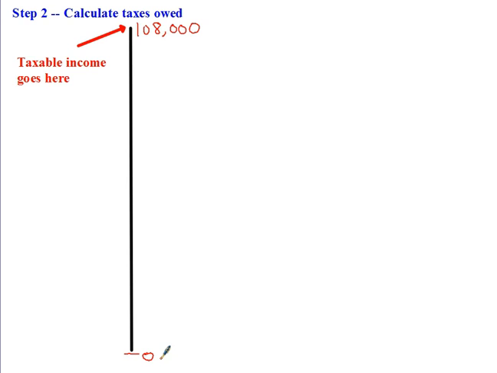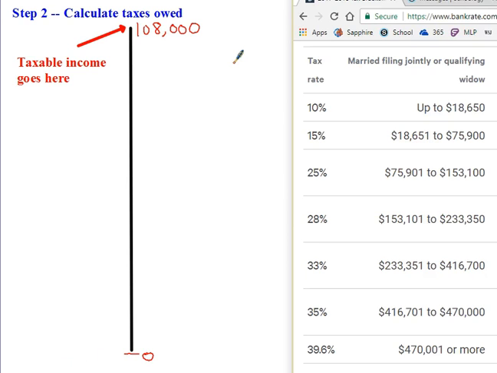So let's take a look at the tax brackets. They're right over here. If you're married and filing jointly, which we're going to because this is a married couple, any income from 0 to $18,650 gets taxed at 10%.